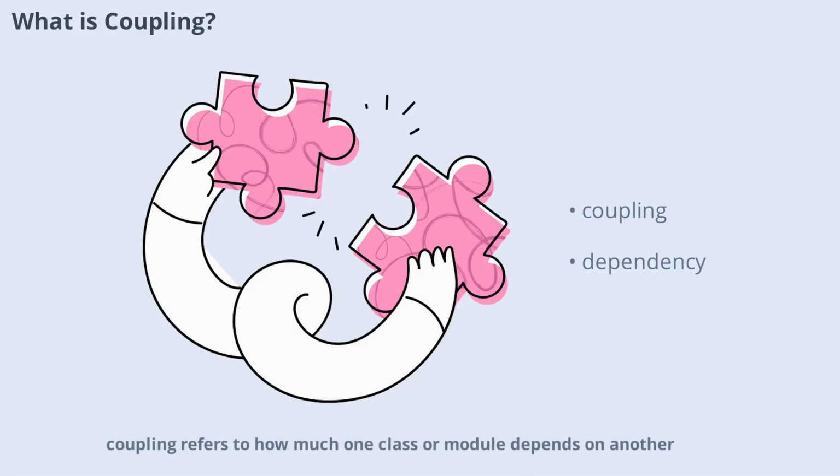In software design, coupling refers to how much one class or module depends on another. When two components communicate, the key question is, how tightly are they linked? If one part changes, does the other need to change too? Understanding coupling is crucial for building flexible and maintainable systems.